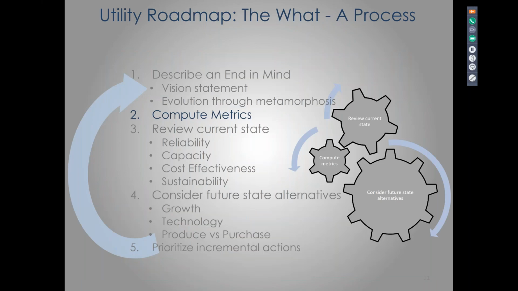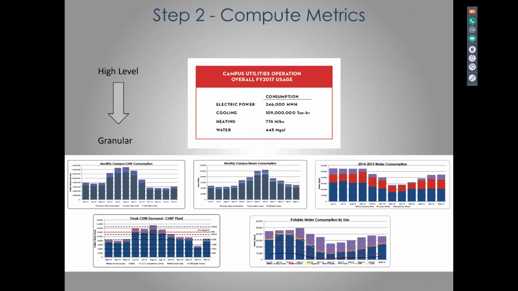All right, the end in mind. Now we look at the compute metrics. And what do we mean by metrics? Well, you start out at the high level. What was our total consumption of power, cooling, heating, water, in engineering units, and then drive this down into increasingly more granular data. Break it down into the monthly amount of chilled water that we consumed, the potable water consumption year over year and by source. So really the computing metrics involves looking at data, analyzing data, and then coming up with ways to compare this year to last year, this month to last month, this year to 16 years ago.